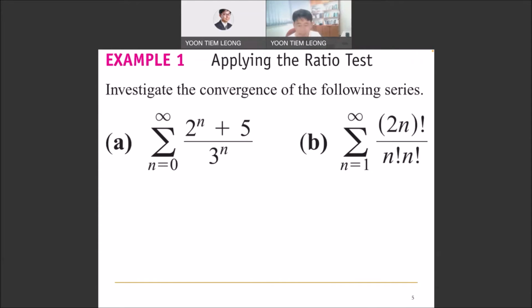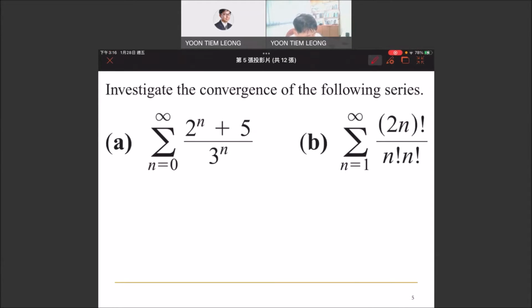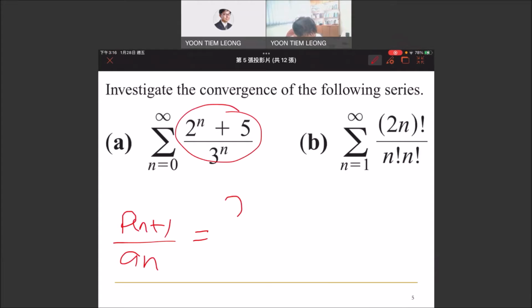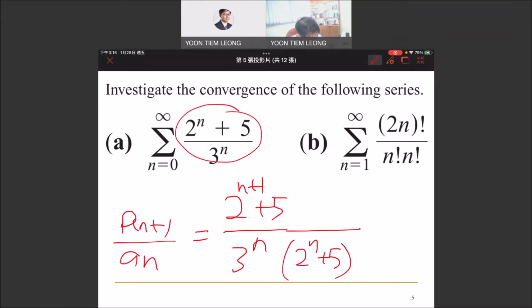So these are two examples. It should be quite simple to apply. What you do is you form the ratio a_(n+1) over a_n, then you simplify the expression. So this is a_n. For a_(n+1), you have (2(n+1)+5) over 3^(n+1). Then you divide it by a_n, which will be just (2n+5) over 3^n. So that 3^n will then be brought up to the numerator.